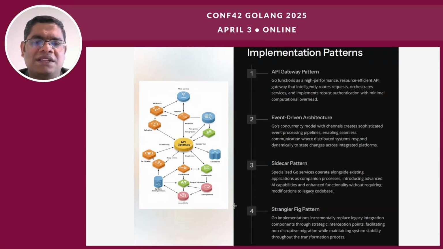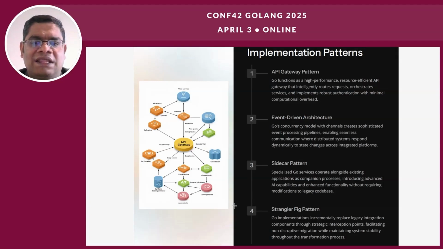And the sidecar pattern is very close to legacy-related things, where you keep Go services operating alongside your companion processes and also introduce advanced AI capabilities and enhanced functionality without requiring modifications to your legacy code and database, which keep running while, in parallel, you develop the Go services-based integration approach.